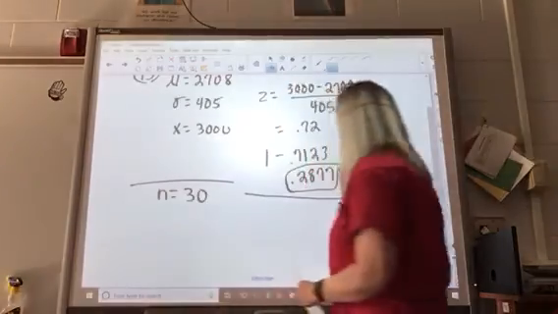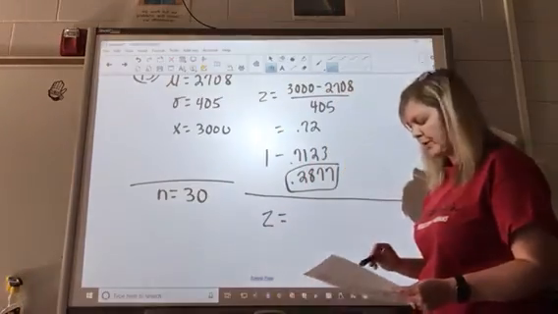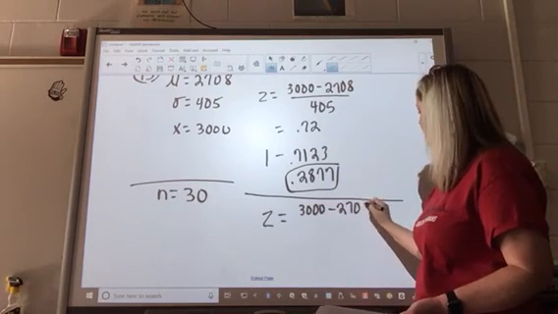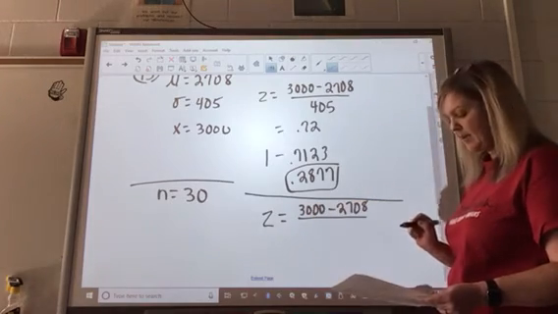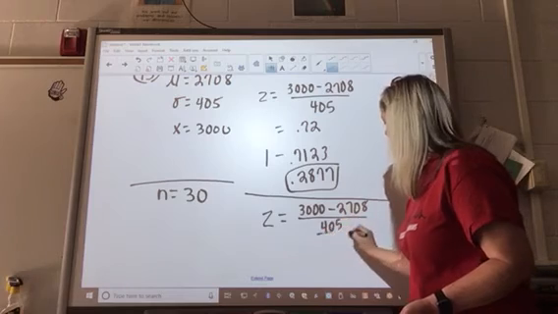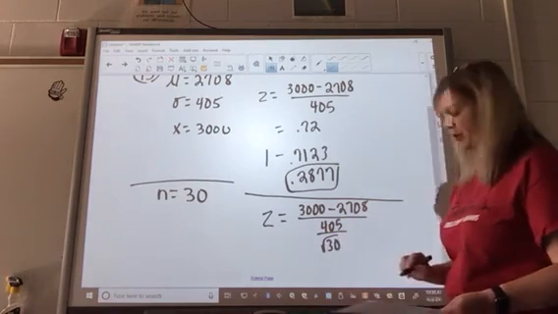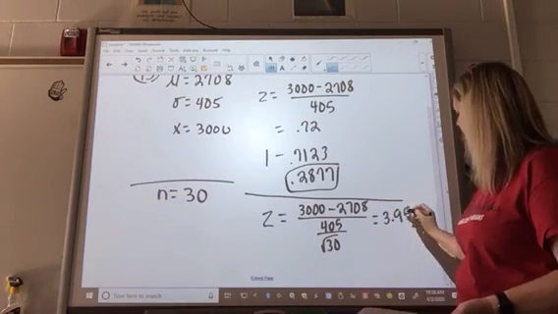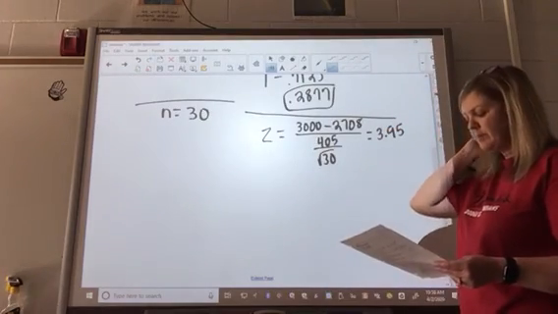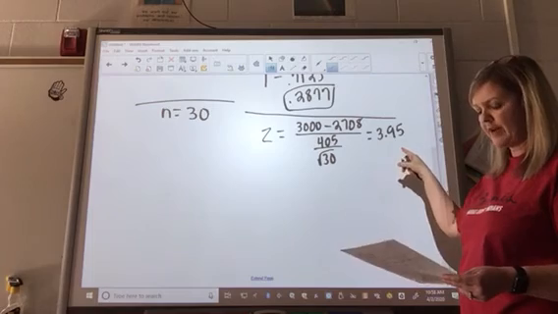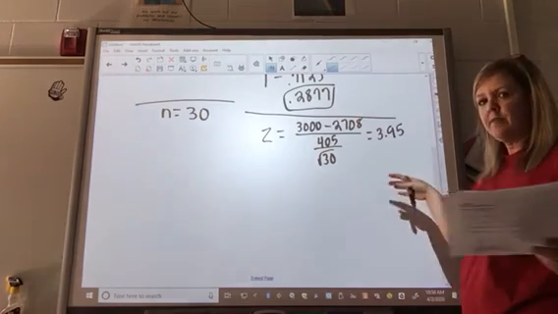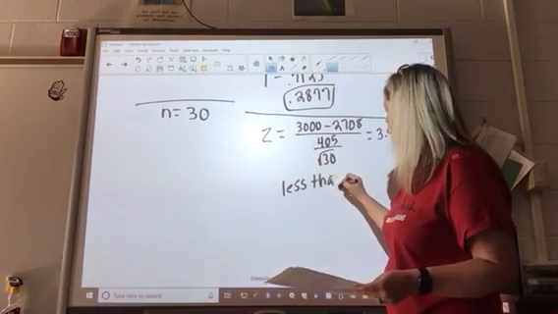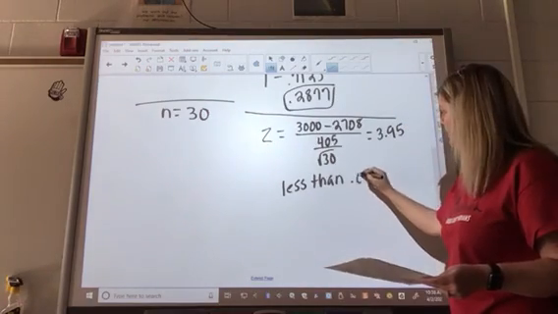So now this time, I'll plug into the other z-score formula. That's going to be 3,000 minus 2708 divided by the standard deviation over the square root of n, which is the square root of 30. Punch it in. I get a z-score of 3.95. If you try to find 3.95 on your z-score chart, it's outside of the range of values. So that means it's going to be less than the smallest probability on that z-score cheat sheet, which is 0.0001.